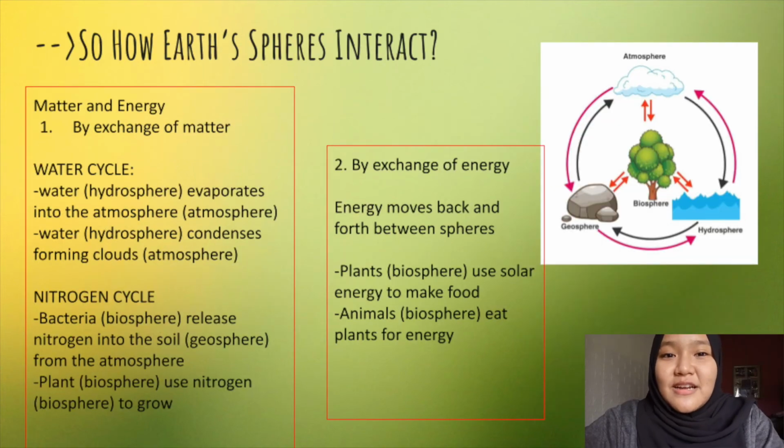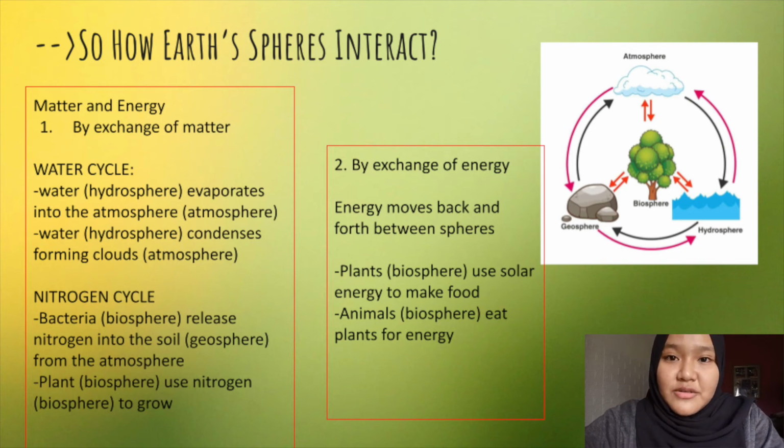So, how do the Earth's spheres interact with each other? First, by exchange of matter. The example here is the water cycle. Water evaporates into the atmosphere, then condenses to form the clouds.